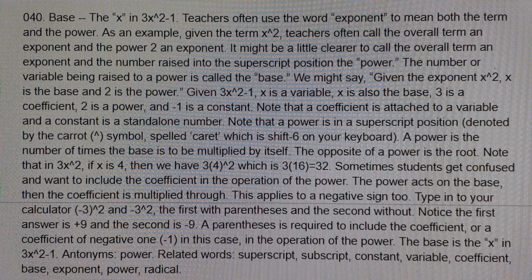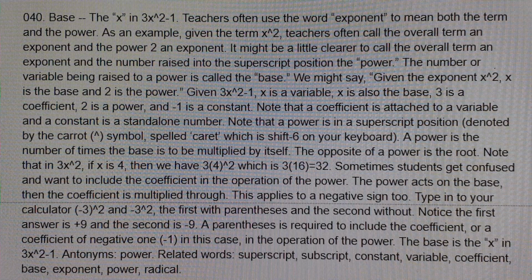Type into your calculator, parentheses, negative 3, end parentheses, caret 2, and negative 3 caret 2. The first with parentheses and the second without. Notice the first answer is positive 9, and the second is negative 9. A parentheses is required to include the coefficient, or a coefficient of negative 1 (parentheses, minus 1, end parentheses in this case), in the operation of the power. The base is the "x" in 3x squared minus 1.